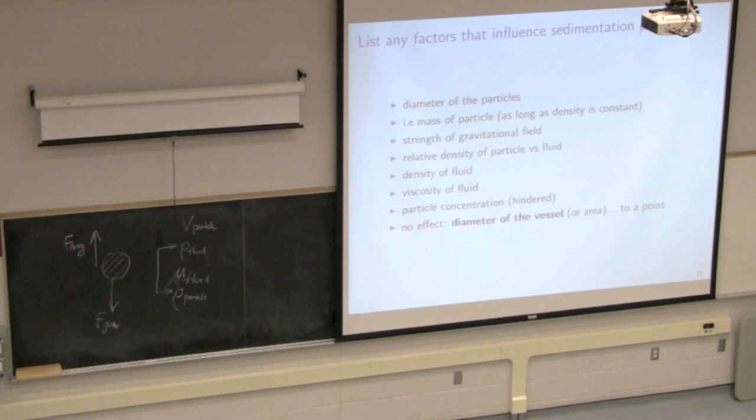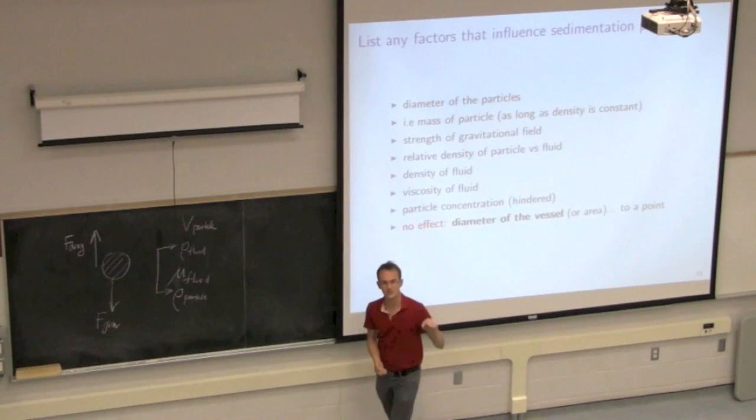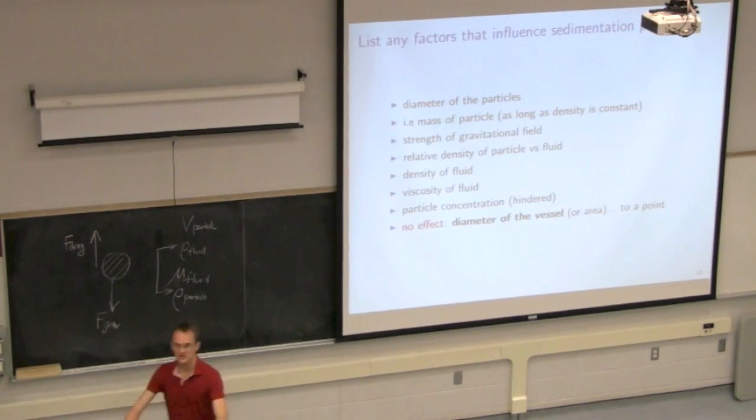But in general, and this is why I say to a point, the diameter of the vessel, or the cross-sectional area of the vessel in which we're performing the sedimentation, has absolutely no effect. If I build a sedimentation vessel the diameter of this room, changing the diameter of that vessel has no effect on the rate at which the particles settle. So at no point in our calculations and equations will we see the cross-sectional area of the unit playing a role. That's really, really interesting.